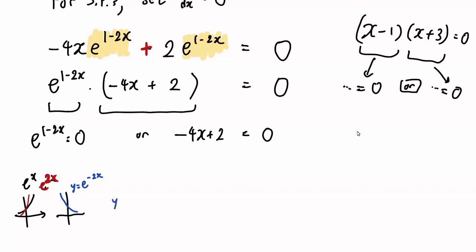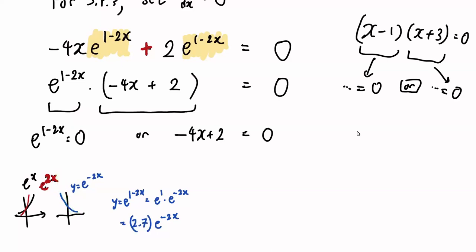Do you agree that e power 1 minus 2x is really just e power 1 times e power negative 2x? Same base, different power, multiply, you add the power: 1 plus negative 2x, 1 minus 2x. Then e power 1 is just a number, approximately 2.7. So it's like 2.7 multiplied by e power negative 2x. What happens when you have a positive coefficient multiplied to an expression? What happens to all your y values from before and after? Times 2.7, right? So essentially what happens to your graph? It just becomes even more steep, right?